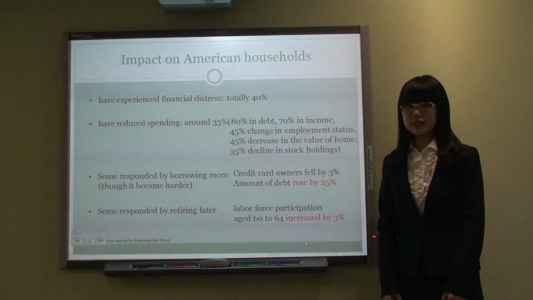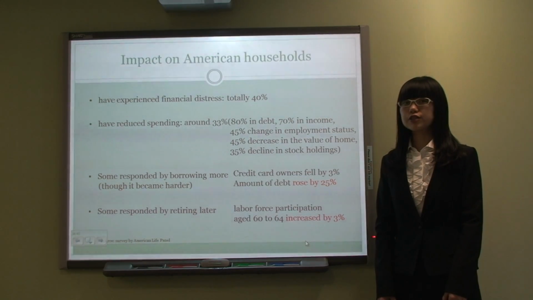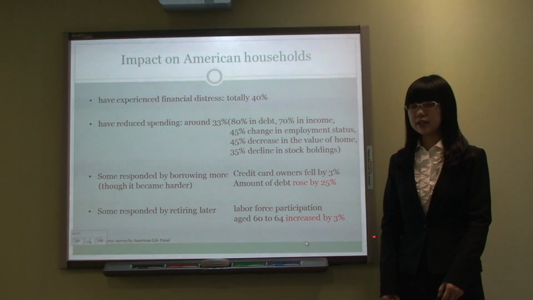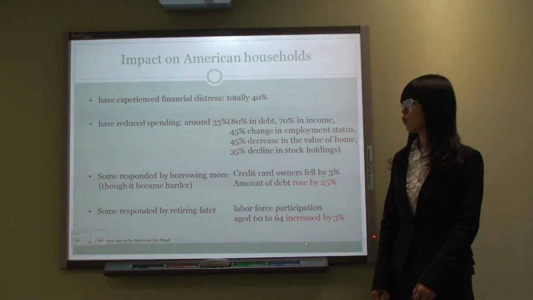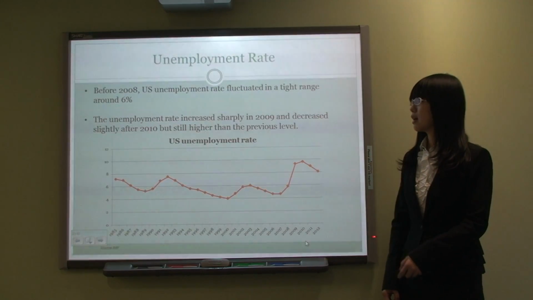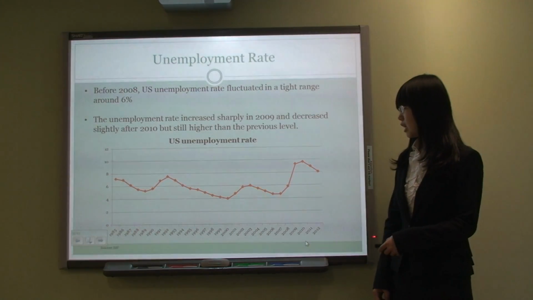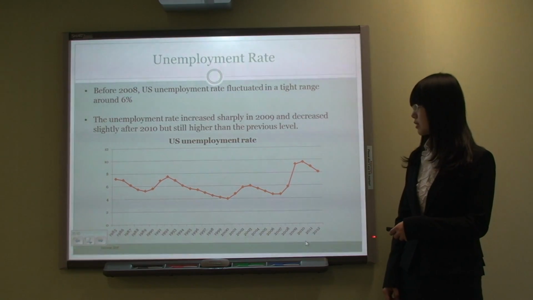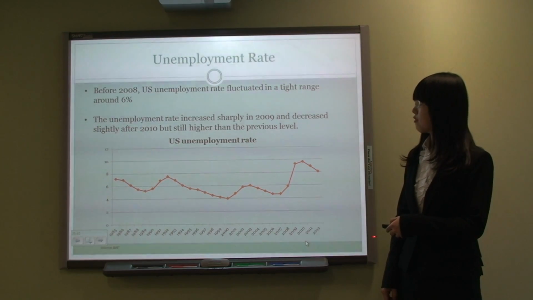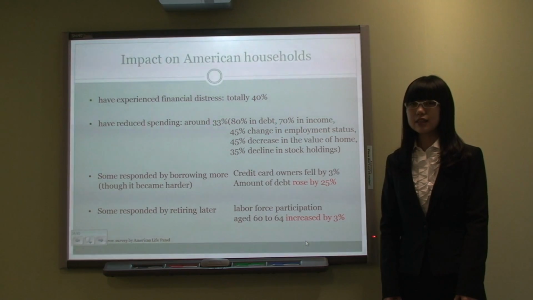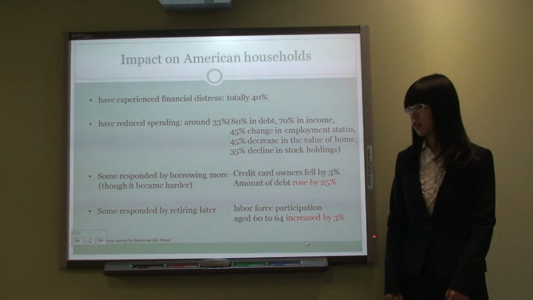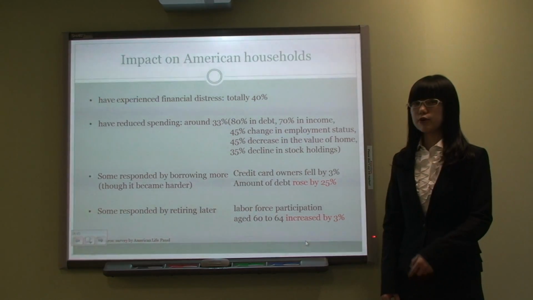Then, how did the crisis affect American households? According to a survey by the American Life Panel, 40% of people were involved in the crisis, and around a third of people reduced their spending. The unemployment rate increased sharply, approaching 10% after the crisis began, and stayed higher than the previous level. But surprisingly, the amount of debt rose by 25%. That means some people responded to the crisis by borrowing more money, though it became harder. And some other people responded by retiring later.